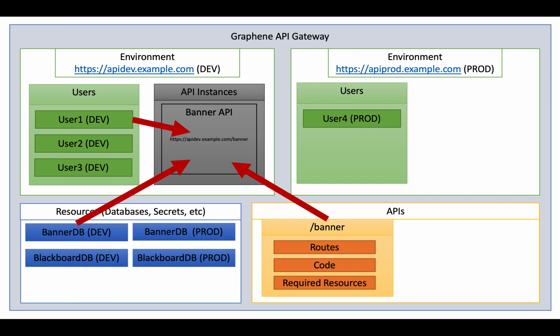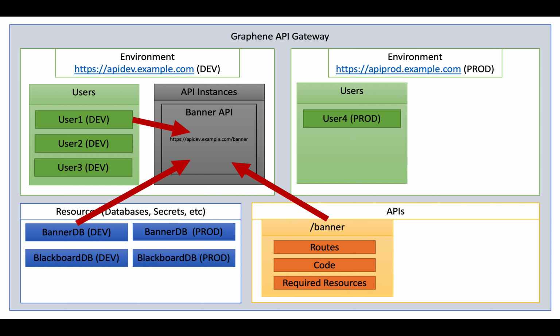And of course, in a production environment, we could do the same thing. We could actually instantiate a Banner API in our production environment. But in that case, of course, we would not be able to use user 1 because that's a dev user. We would have to use maybe user 4 because that's a production user. And we would use the BannerDB production database as opposed to the BannerDB development database.